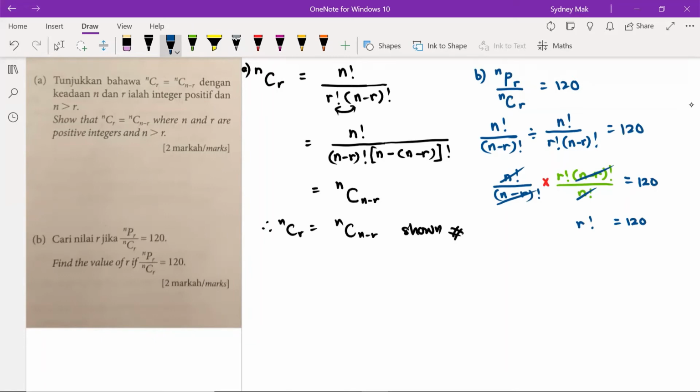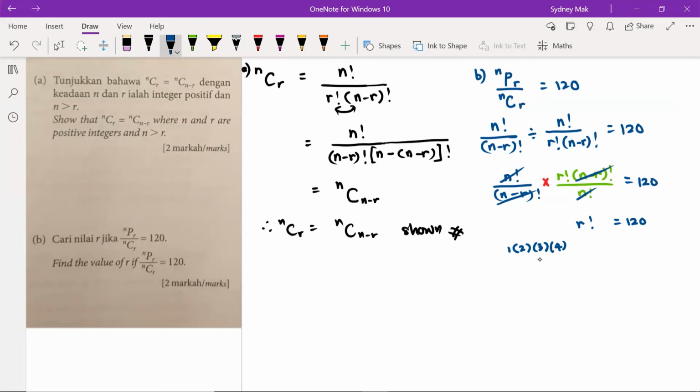So r factorial, we know that we need to multiply the series of numbers when we count down from r. We can also count upwards, in this case 1 times 2 times 3 times 4. We continue to multiply until we get 120. That is the only way, trial and error. Instead of counting down, we count up and we stop the moment we get 120.